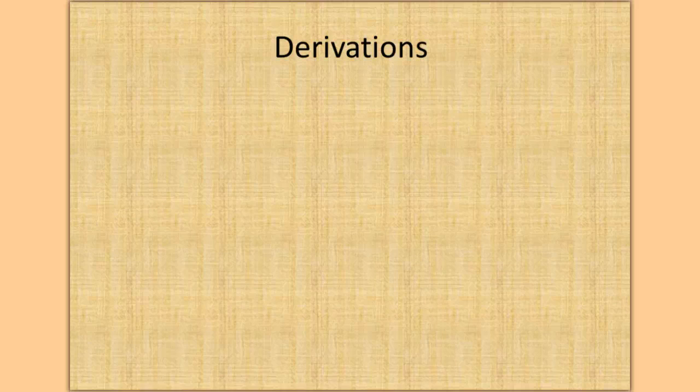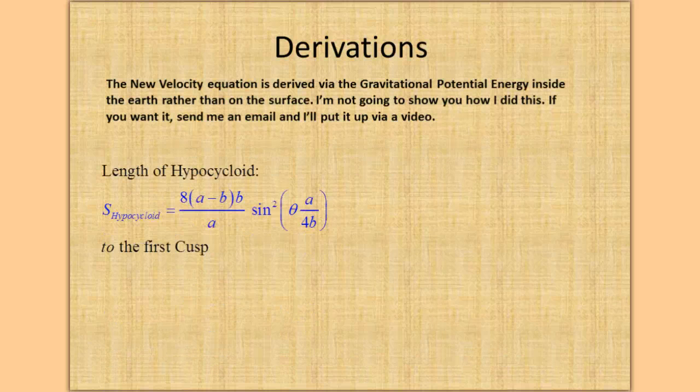So let's put all of this together. So the length of the hypocycloid, what we're going to do is we're going to go to the first cusp. How do we do that?